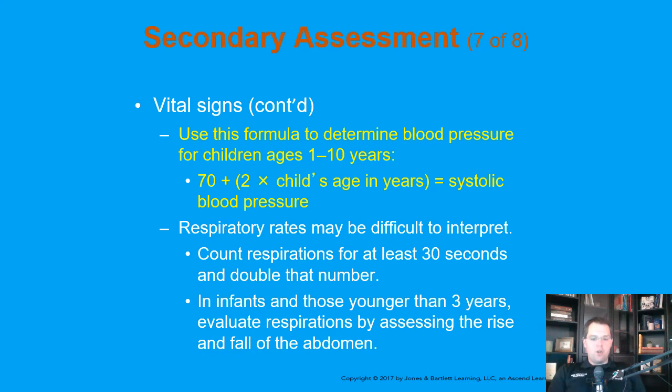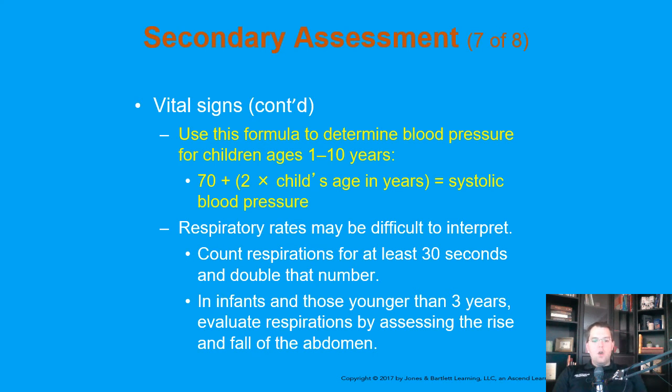For blood pressure, use this formula, and you guys need to know this for children ages 1 to 10 years old. It's 70 plus 2 times the child's age in years. So if you have a 7-year-old patient, 7 times 2 is 14, which means their systolic blood pressure should be about 84 millimeters of mercury. Okay, this is for their systolic, their top number of their blood pressure.